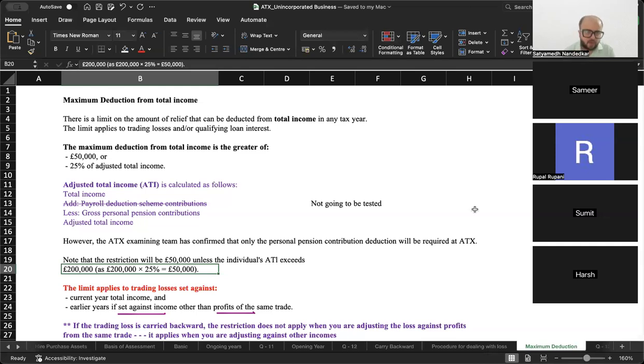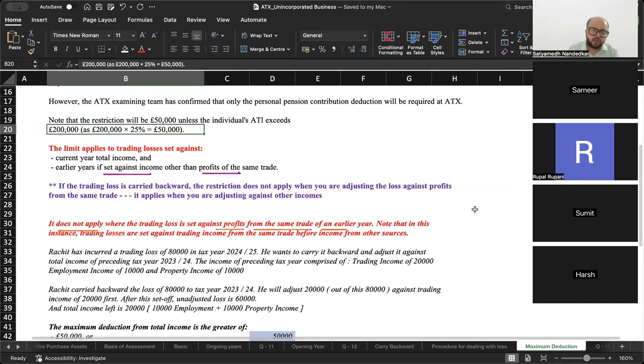Okay. So this restriction on the deduction doesn't apply to adjustment against profits from the same trade. It only applies to adjustment against total income, and maximum deduction is the higher of 50,000 or 25% of adjusted total income. How is adjusted total income calculated? Total income add payroll deduction scheme contribution, which is not going to be tested, less gross personal pension contribution. That gives you your adjusted total income.